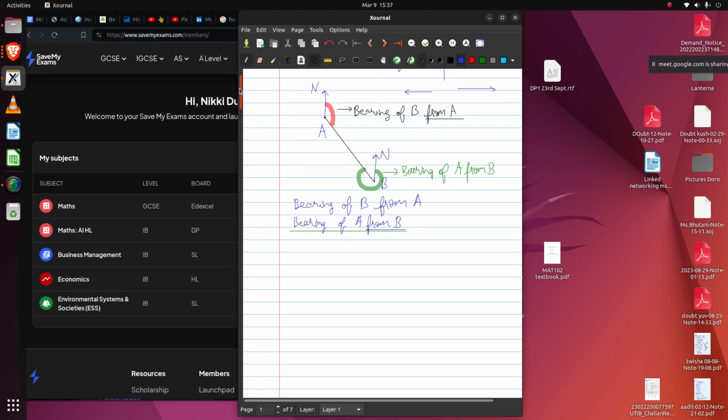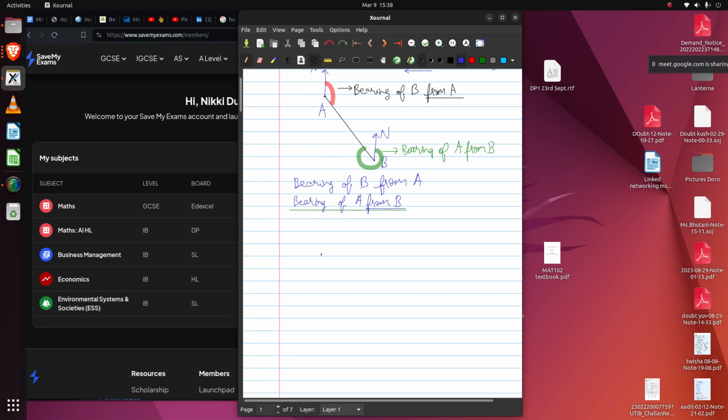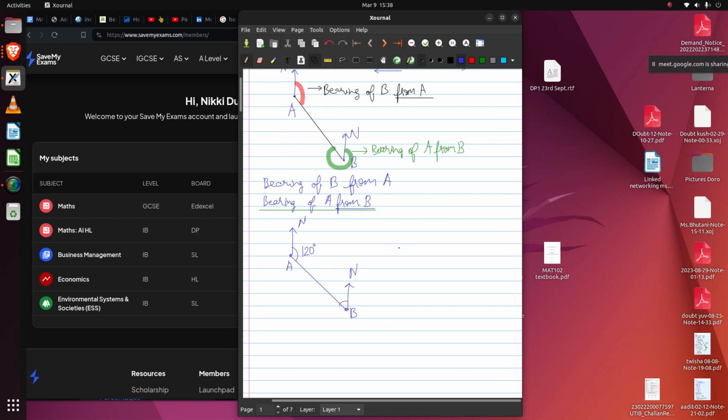So let's say I give you a point A. From A I have to go there. Let's say this angle is 120. Can I say that this north and this north, both these north lines, are parallel? Are they parallel lines? No. Why not?